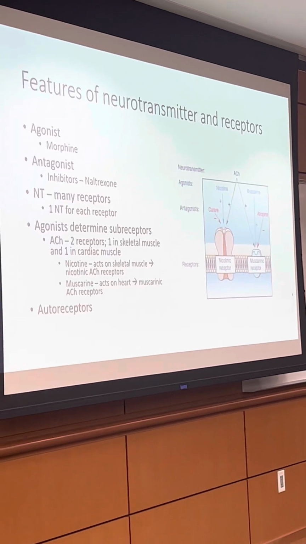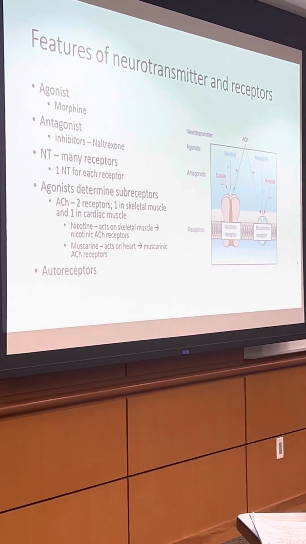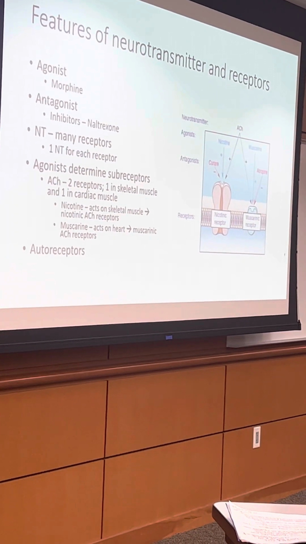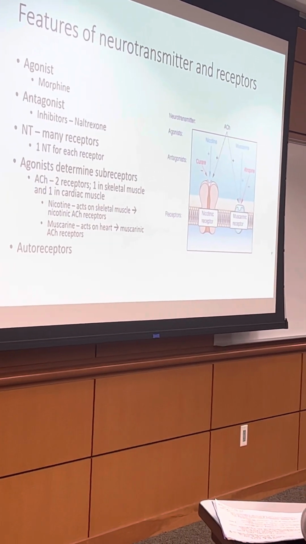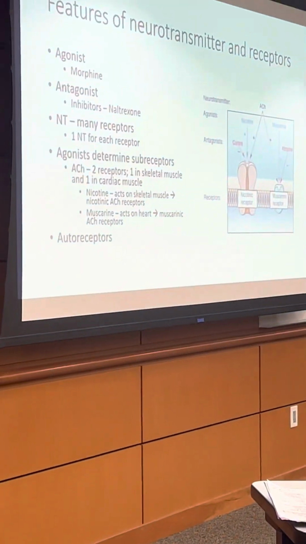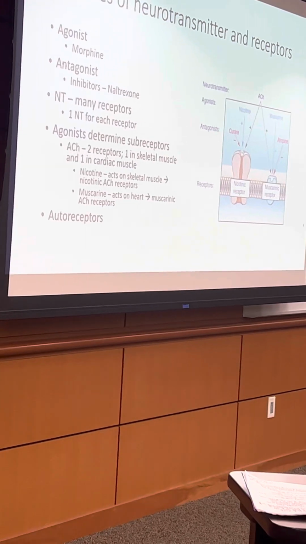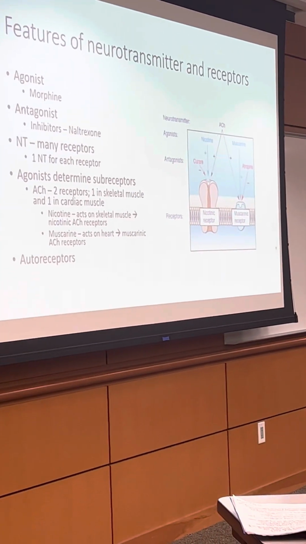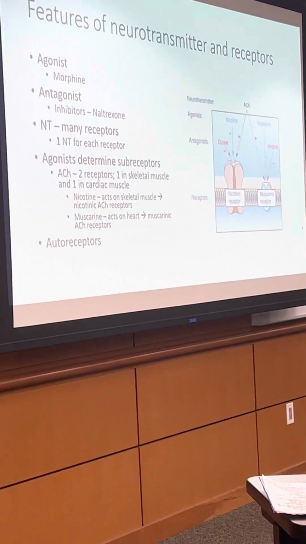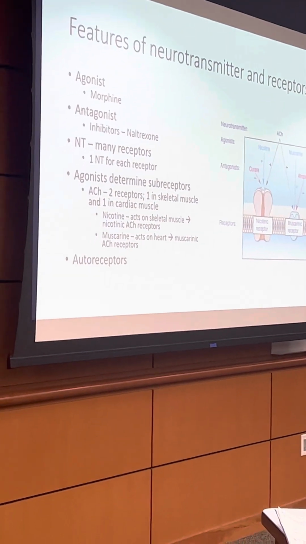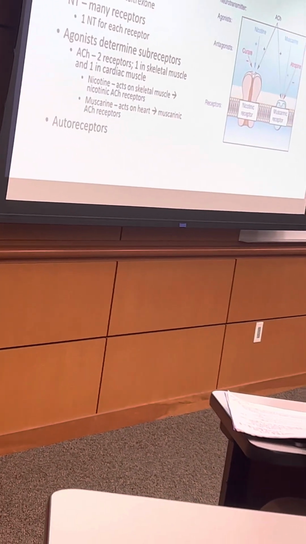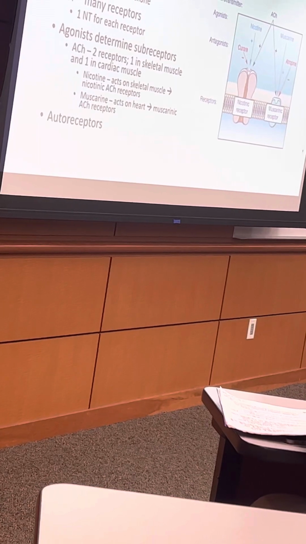You should know the difference between an agonist versus an antagonist. What is an agonist? We're going to be talking a lot about agonists and antagonists. An agonist mimics the action of a neurotransmitter. If you didn't know that, you need to write that down. An agonist will mimic the actions of a neurotransmitter.